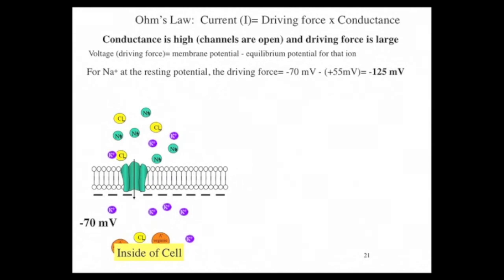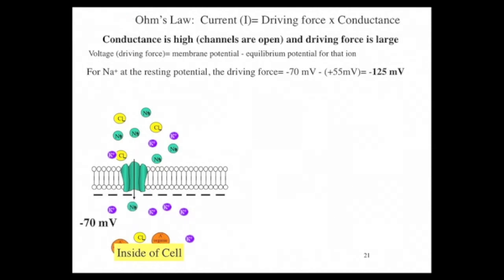Okay, let's take a few examples and see what happens. So let's take an example for sodium. And here, let's say the conductance is high. Let's say all the channels are open and the driving force is large. And it's large because the membrane potential on the inside is at rest. It's minus 70. So the driving force is going to be minus 125 millivolts.